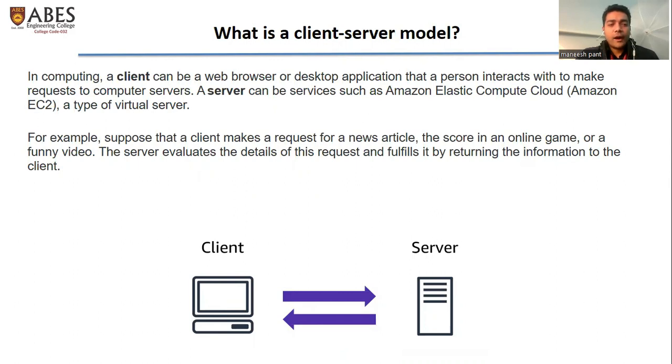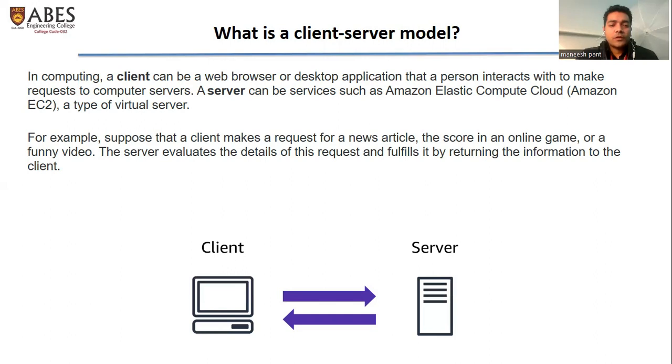In computing, a client can be a web browser or a desktop application that a person interacts with to make requests to computer servers. A server can be a service such as Amazon Elastic Compute Cloud, Amazon EC2, a type of virtual server. If you have not seen the video on what is EC2, please see it. EC2 is basically a virtual computer or a virtual server.